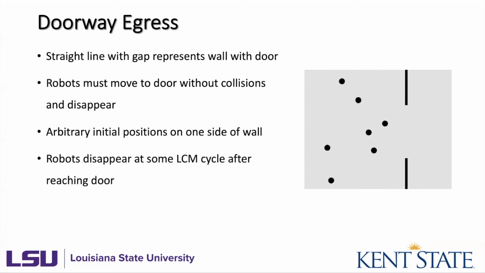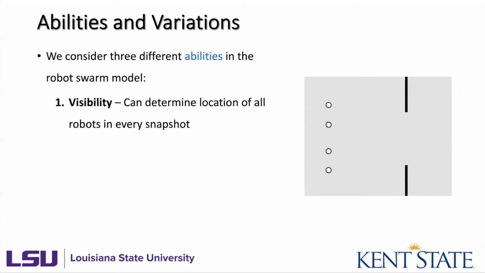So it would look something like this. They all move to the door without collisions and subsequently disappear. The robots begin in arbitrary initial positions on one side of the wall. The robots disappear at some LCM cycle after reaching the door. We consider 3 different abilities for this problem and also some variations to the classical model.